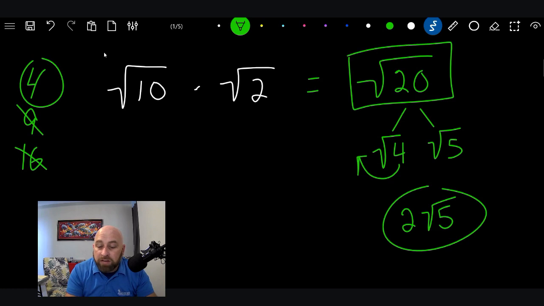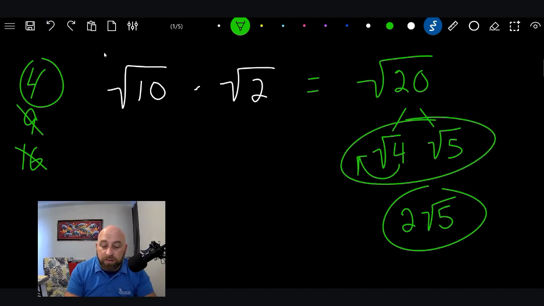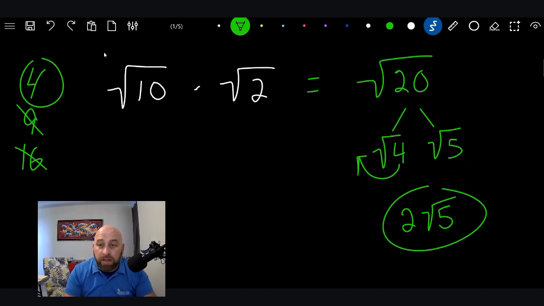Do not circle the answer 20. 20 is not the answer. We have to simplify our answer, okay? So make sure that you're remembering how to simplify. We've done that in previous lessons, okay? All right, let's keep going.